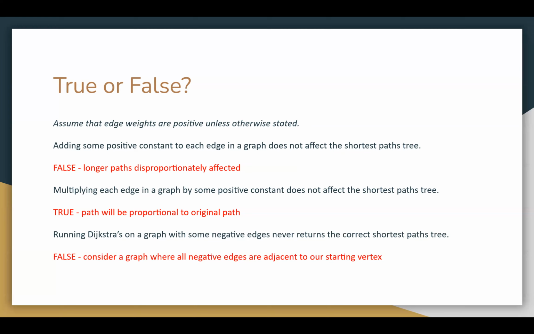But why does Dijkstra's return the correct shortest path tree if all negative edges are adjacent to our starting vertex? Well, Dijkstra's will check all these negative edges. So there's no possibility that the shortest path to any particular node can decrease later on. They can only increase because all the other edges in the graph are positive.